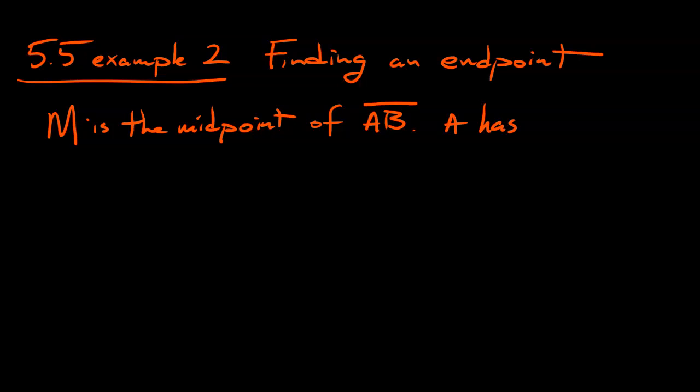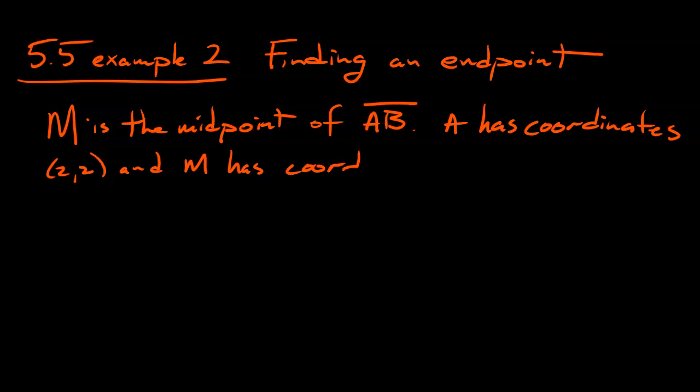A has coordinates 2, 2. So that's one of the endpoints. And M has coordinates 4, negative 3. Find the coordinates of point B.